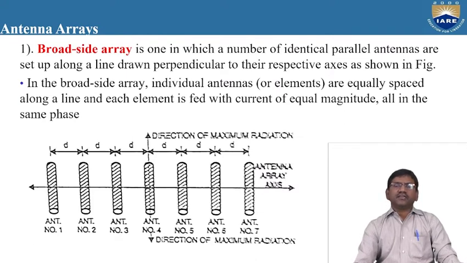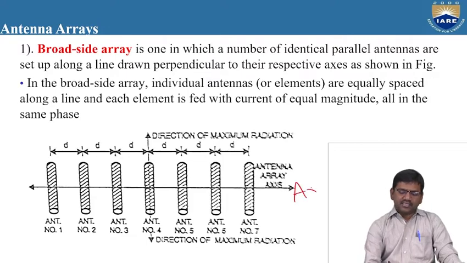A broadside array is one in which a number of identical parallel antennas are set up along a line drawn perpendicular to their respective axes, as shown in the figure. The individual elements are equally spaced along a line and each element is fed with a current of equal magnitude, all in the same phase. You can observe in the figure that all the elements are arranged parallel to each other, along a line drawn perpendicular to the axis.